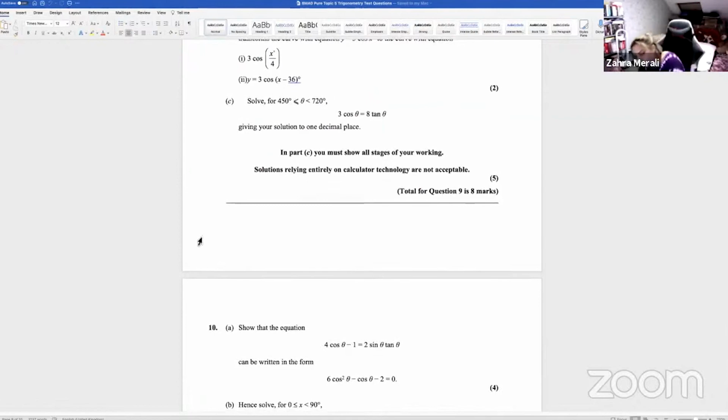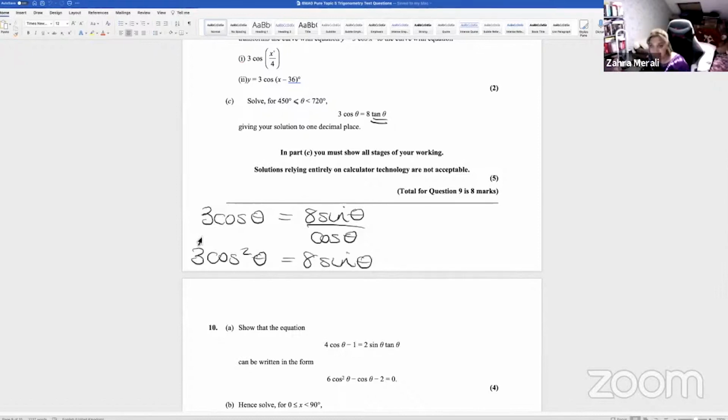So here we're going to replace tan with sine over cos. So we get 3 cos theta equals 8 sine theta over cos theta. We're going to multiply up by cos. So we get 3 cos squared theta equals 8 sine theta. Disguised quadratic, replace the cos squared with 1 minus sine squared.